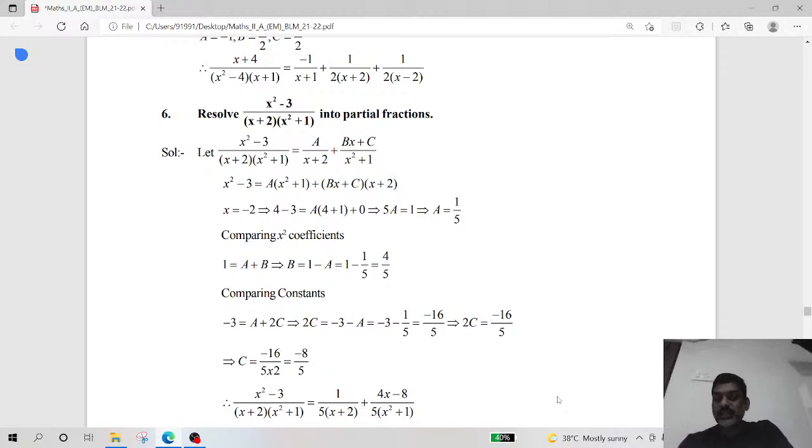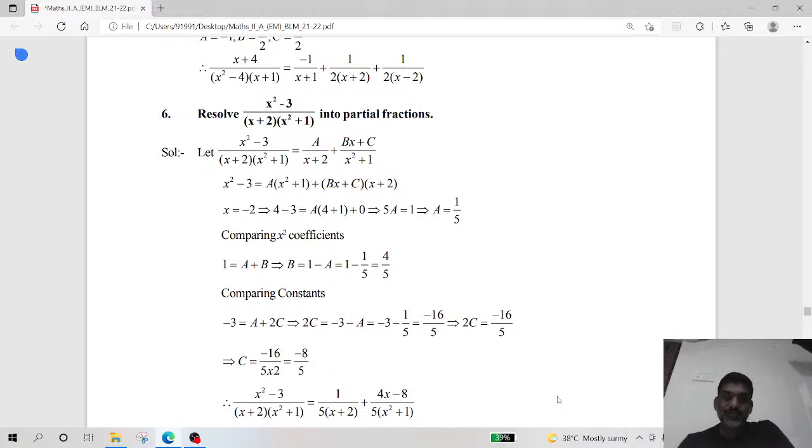So x square minus 3 is equal to a times (x square plus 1) plus (bx plus c) times (x plus 2). Let us substitute x equals minus 2 so that the b and c terms get cancelled. We get 4 plus 1, 5a is equal to 4 minus 3, that is 1. 5a is equal to 1, then a is equal to 1 over 5.